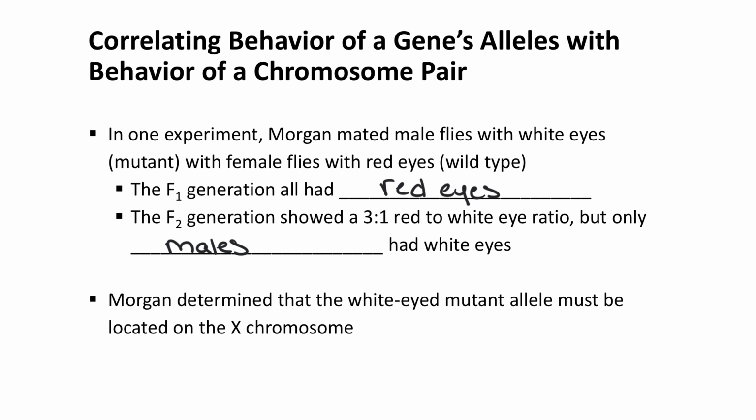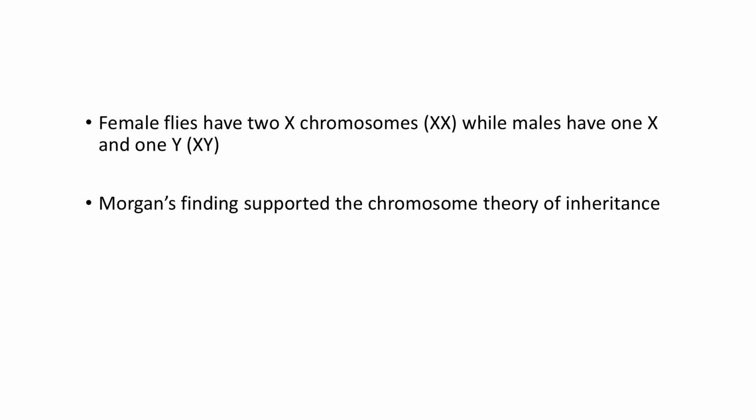Morgan then determined that the white-eyed mutant allele must be located on the X chromosome. Just like in humans, female flies have 2 X chromosomes, while male flies have 1 X and 1 Y. Morgan's findings supported the chromosome theory of inheritance, that offspring inherit genes through chromosomes. Morgan's work not only showed that a specific gene is carried on a specific chromosome, but his work also showed that genes located on sex chromosomes exhibit unique inheritance patterns.